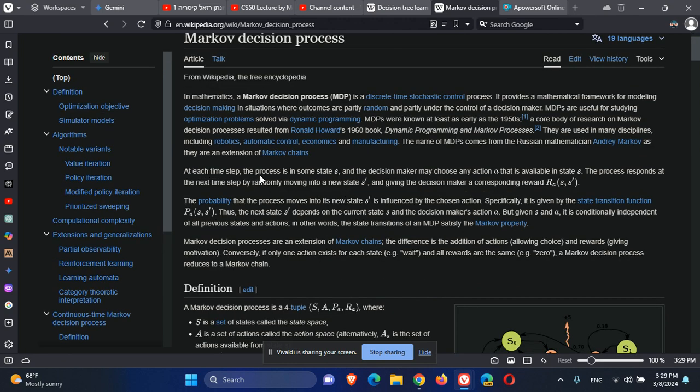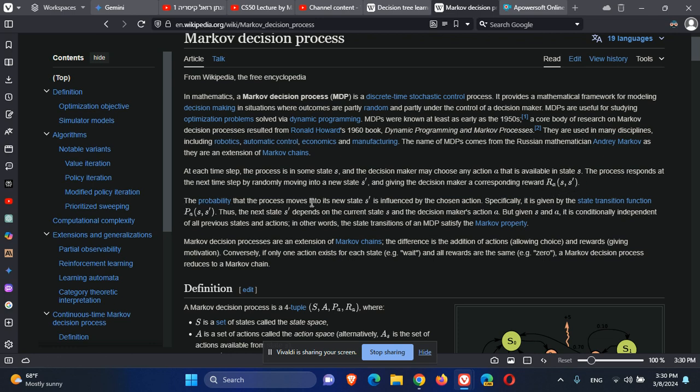At each time step, the process is in some state S, and the decision maker may choose any action A that is available in state S. The process responds at the next time step by randomly moving into a new state S tag and giving the decision maker a corresponding reward. כלומר, אתה יכול לעבור ממצב למצב מ-S ל-S tag, ואז אתה נותן לו reward R_A(S, S tag).